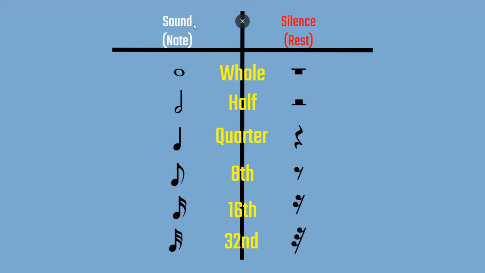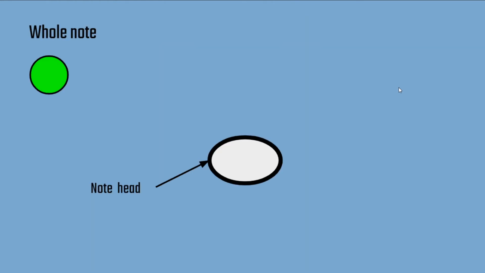It's very important for you to realize that this column right here makes noise. This is what makes noise. This side does not. This is the rests. These are the silences. So now let's talk about what is a note.